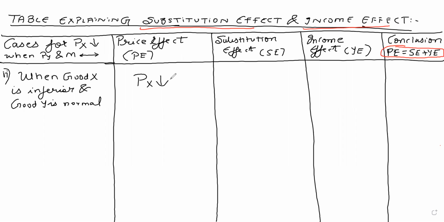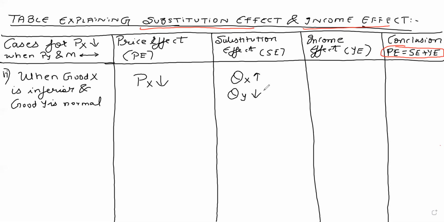No. Always remember, substitution effect will always remain the same. Very simple. Good X has become more cheaper. What thought will come to your mind? Good X has become more cheaper. Let me buy more of it. Let me buy less of the other good. Substitution effect has nothing to do with income or purchasing power. Substitution effect is only to do with the changes in PX by PY, the relative price changes. Good X price has fallen, good X has become more cheaper, buy more of it, less of the other.